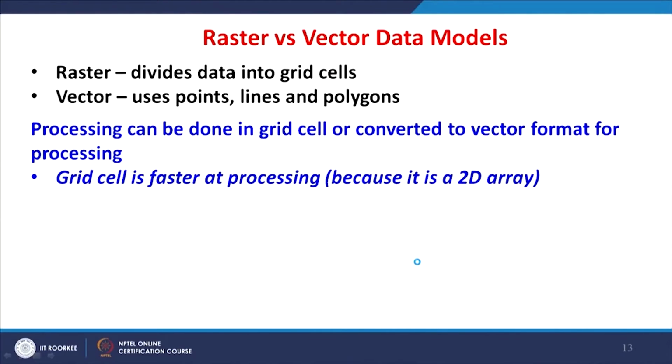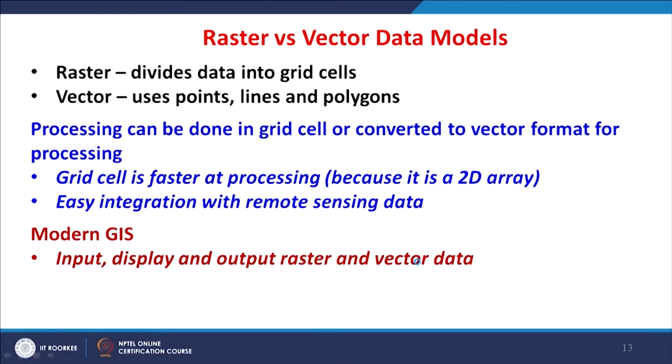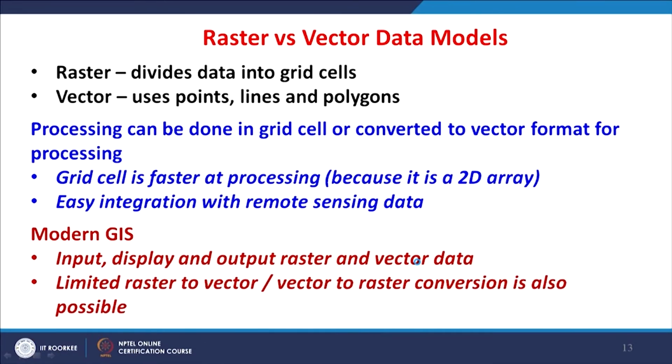I will discuss a little bit about how you can convert from one model to another model. So the processing part is quite fast in case of raster if it is not a very big data set, or a 2D array, and there is easy integration with remote sensing data. Modern GIS all allow and support handling of raster and vector data.